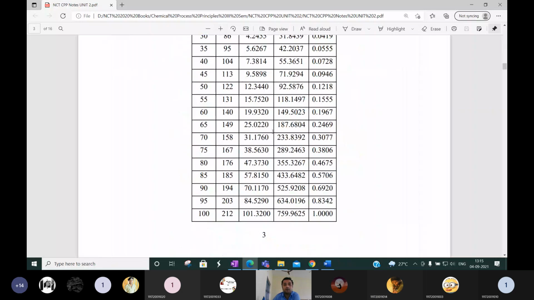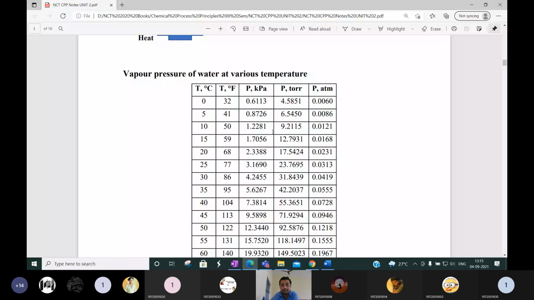Okay, let me show you this vapor pressure. Vapor pressure of water at various temperatures. Suppose this is the temperature. This I collected from Wikipedia, and the same temperature in the Fahrenheit scale, and these are the pressure scales. You can see at 40 degrees centigrade, the vapor pressure of water is this much atmosphere.